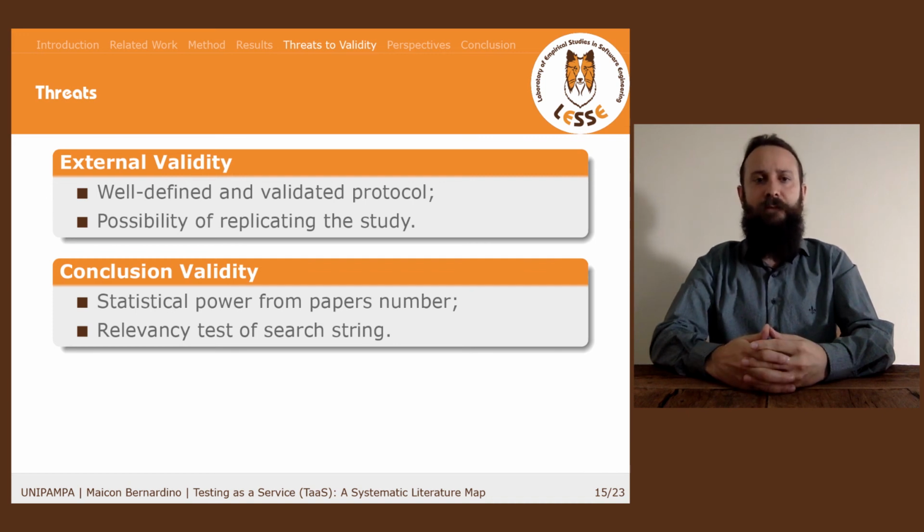Conclusion validity: the generated strings were tested and the results were previously analyzed in a way that one could not see the relevance of the same. When necessary, this search string was modified and the process was redone.